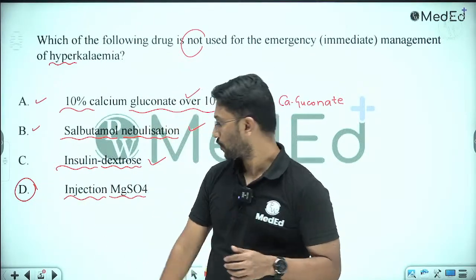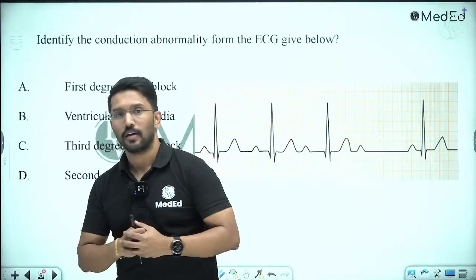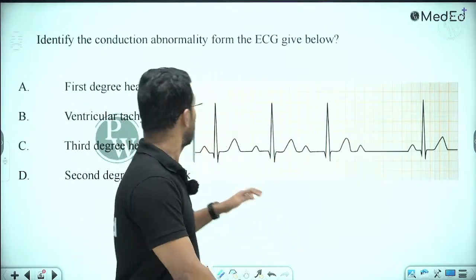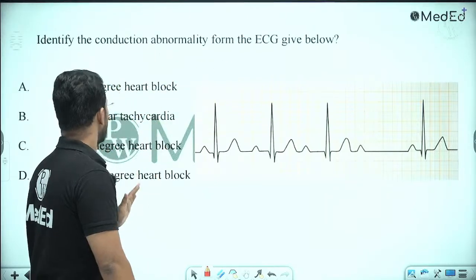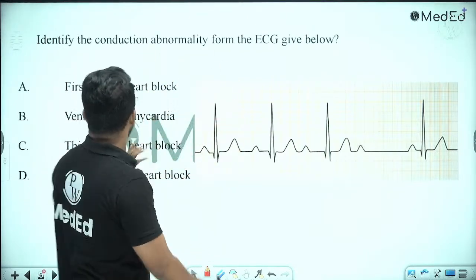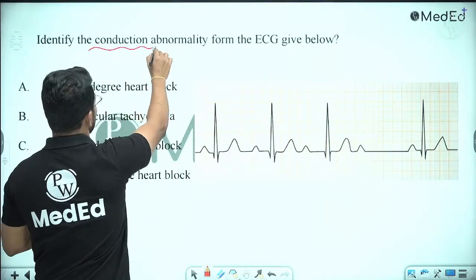Okay, now let's move to the next question. Here is our next question. Now, what is the question about? Identify the conduction abnormality from the ECG given below, right? They have already told that the question is about conduction abnormality.